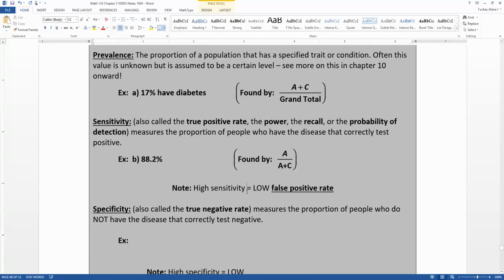Now keep in mind, if you have a test that has a high sensitivity, a high true positive rate, you're really catching the people that have this trait and telling them they have this trait. That means you're going to have a low false positive rate, right? Because the higher your true positives are, then the lower your false positives are going to be. So high sensitivity leads to low false positives.